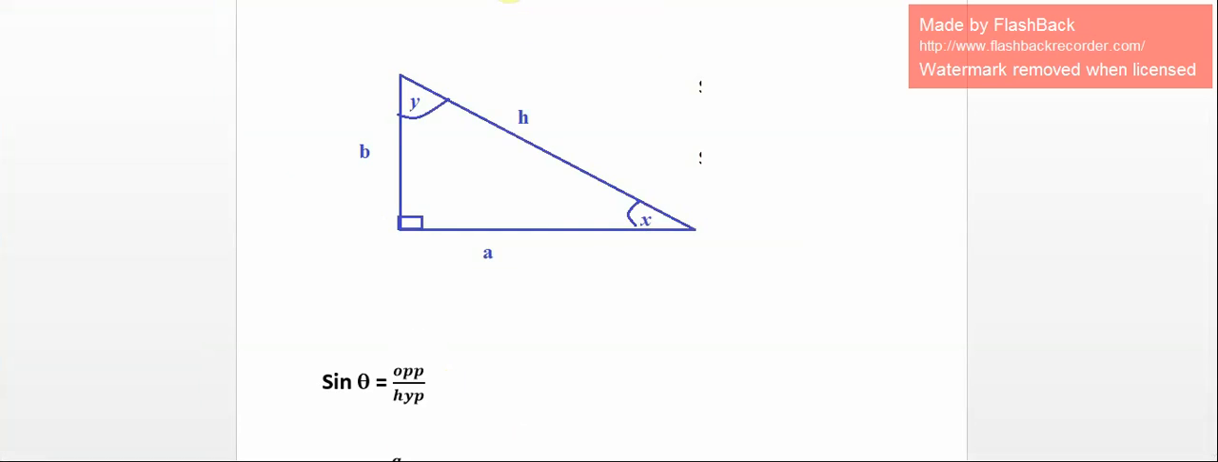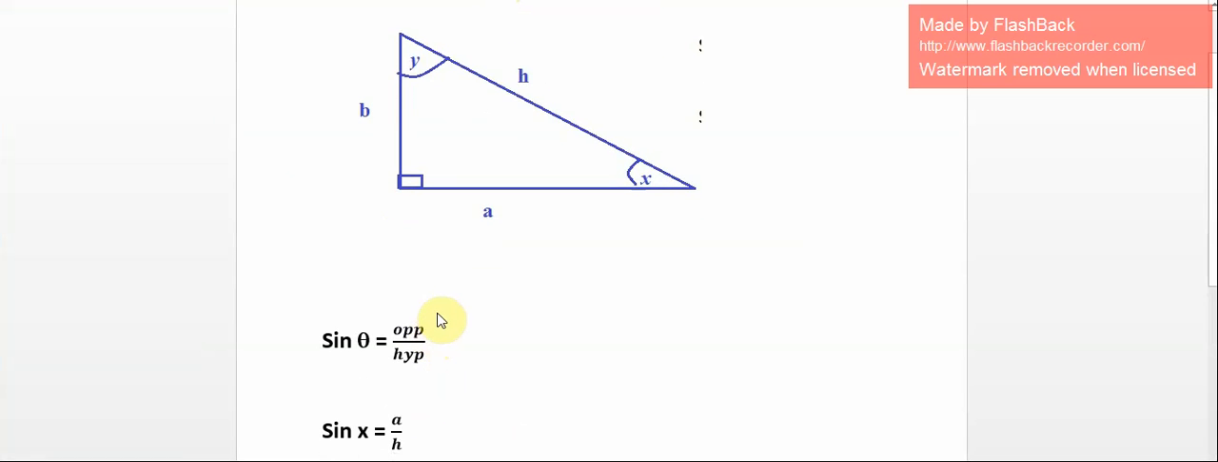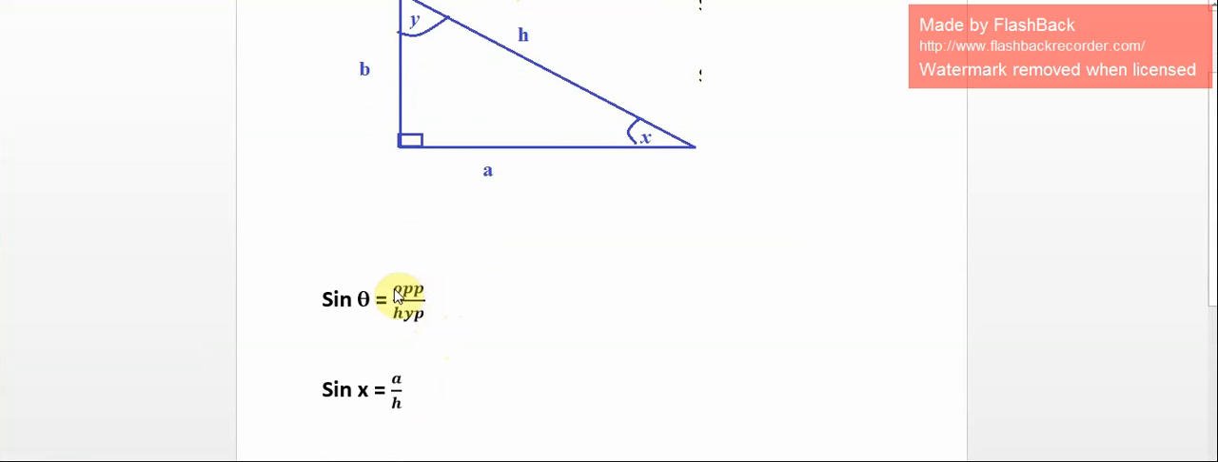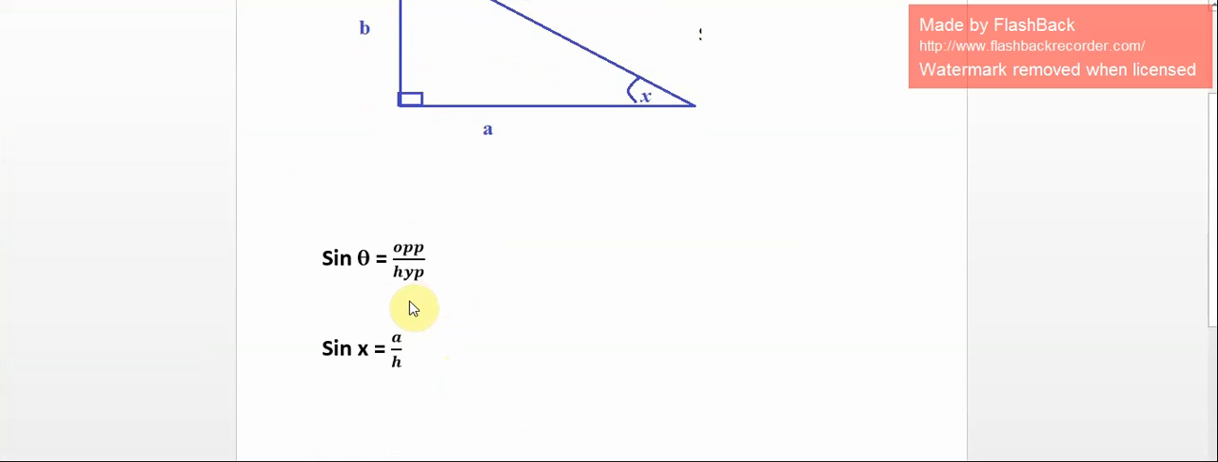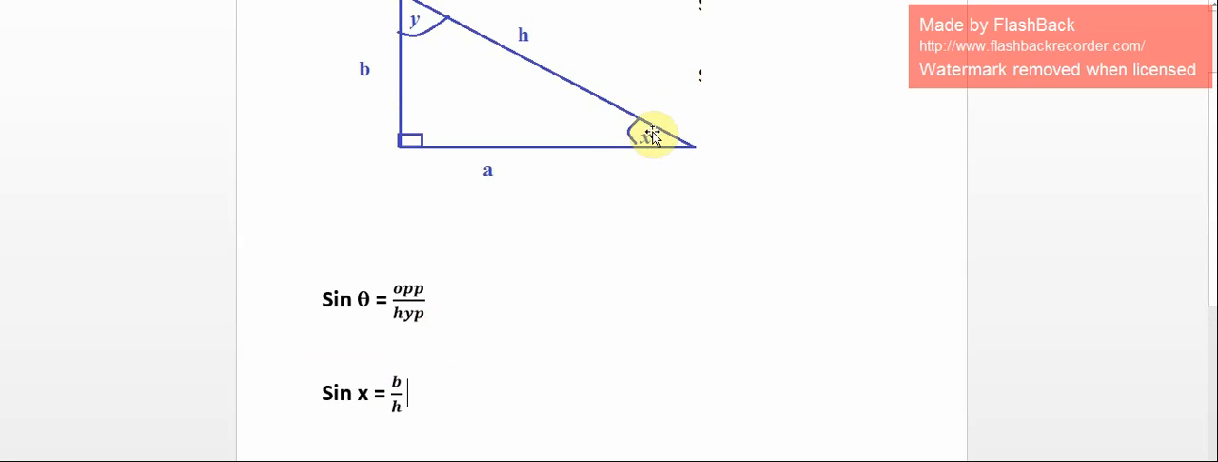The sine of any angle is a ratio between the opposite and the hypotenuse. Sine theta is equal to opposite over hypotenuse. In that regard, sine x is equal to opposite, which is the b, over the hypotenuse, which is h.